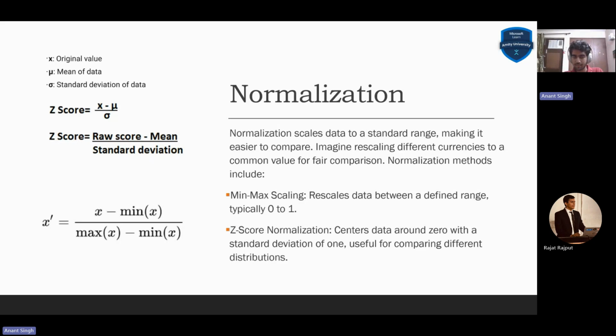How do we do this? The formula is x dash is equal to the original value of x for that particular row minus the minimum value of x in the whole column, divided by the maximum value of x in the whole column minus the minimum value of x in the whole column. This rescales the data, even if it is in the millions or the billions, to 0 to 1 in decimals.